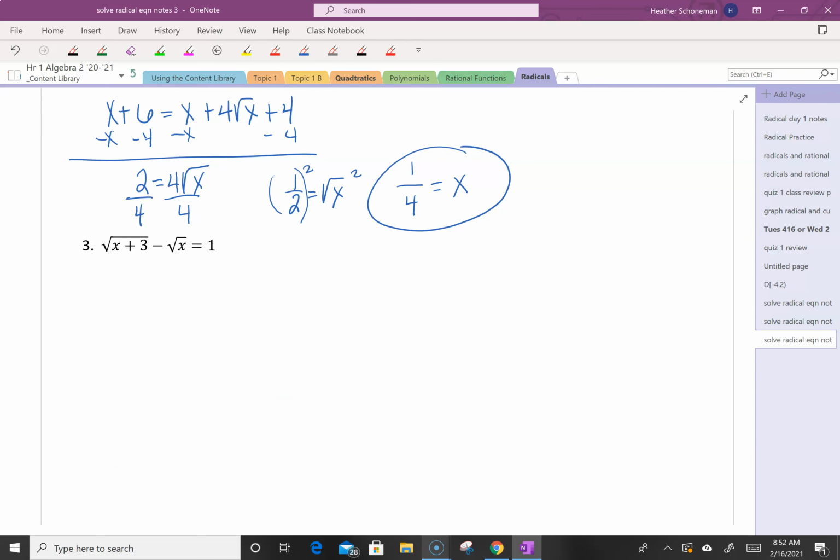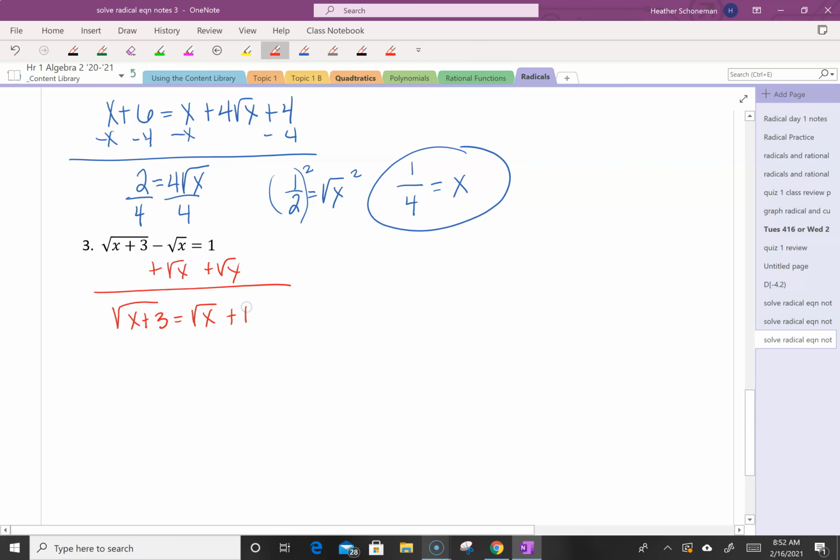On number 3, again, you don't want to start squaring until you have just one radical on each side. And if you're going to have to pick and choose, the radical that's just one term and is more simple is going to work better with the number that's outside of the radical. So to do this, I'm going to add the square root of x to both sides. So over here, I get square root of x plus 3 equals the square root of x plus 1.